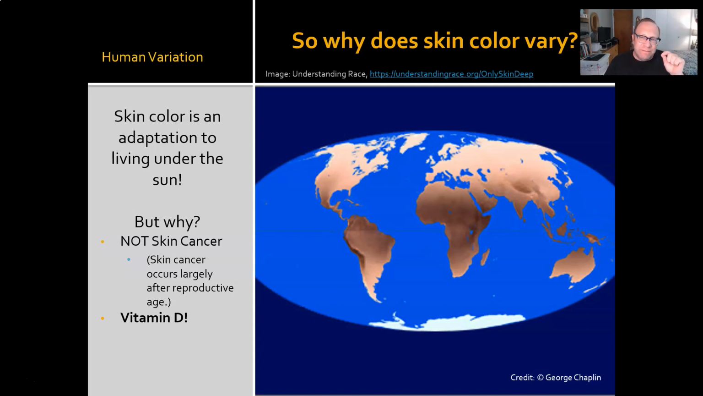However, vitamin D does. Your skin does more than just keep the water off your bones and protect you from infection and all of that and keep your insides inside. It also is an organ that uses sunlight to synthesize vitamin D.